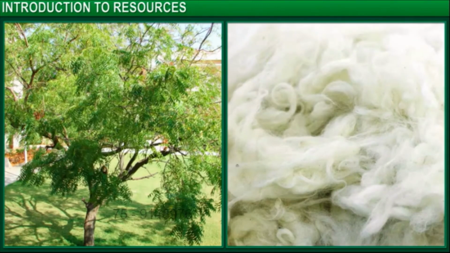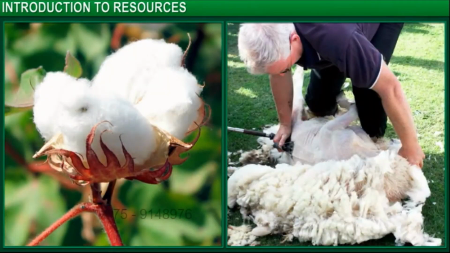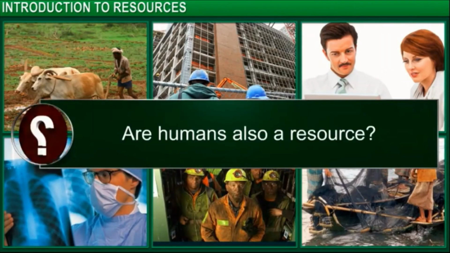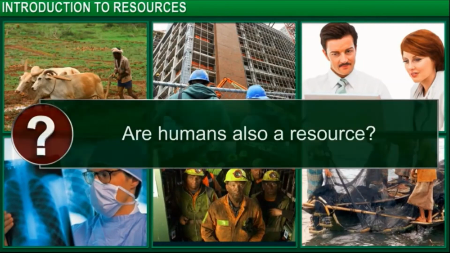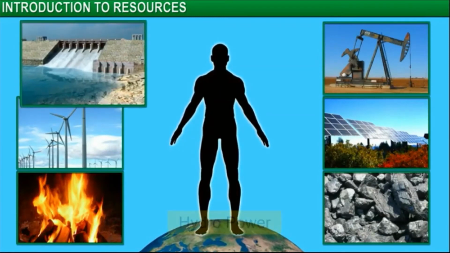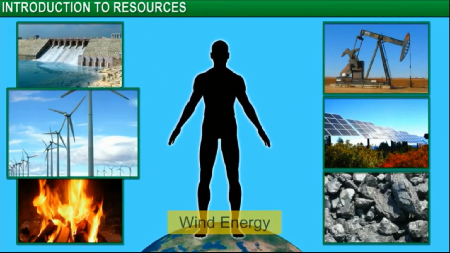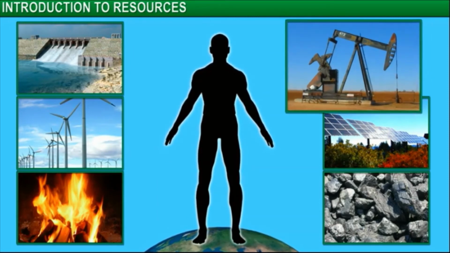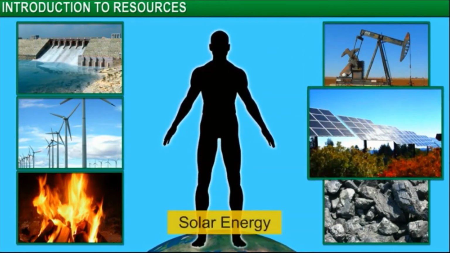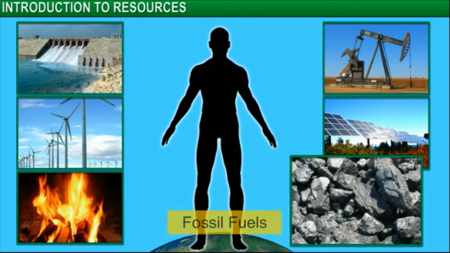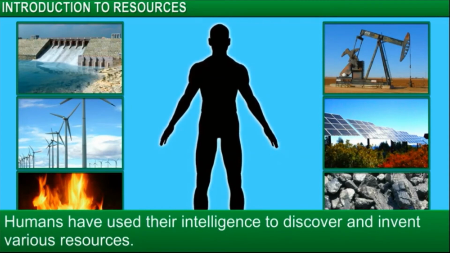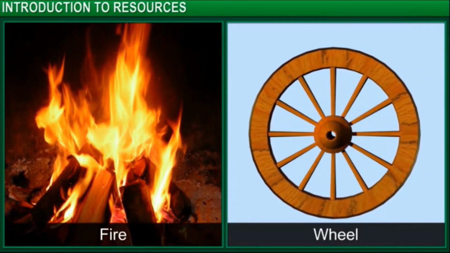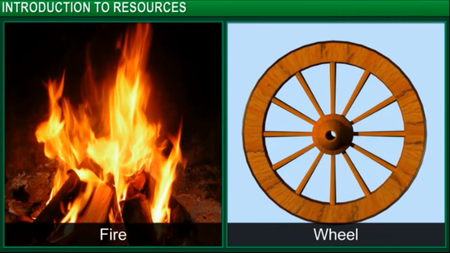The examples of resources we saw so far were either natural or made by humans. Now, what about us humans? Are we also a resource? With our intelligence, we made many important discoveries and inventions. With our ideas and knowledge, we have discovered so many resources in nature. Using these natural resources, we invented many more new resources. The discovery of fire and the invention of the wheel are the two most important achievements that changed the course of our lives.